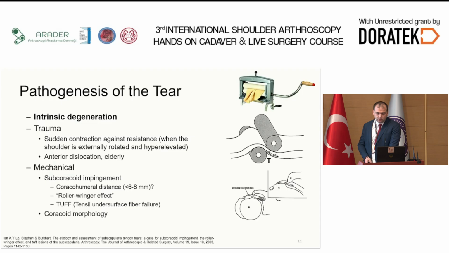A coracohumeral distance of less than 6 to 8 millimeters is considered a factor. A rolling wringer effect is suggested, like the old school laundry dryer machines. Its mechanism is explained with this one. Coracoid tip is pushing anteriorly to subscapularis, and tension is created between the coracoid process and its insertions on the subscapularis tendon, especially on the articular side. And a tensile undersurface fiber failure is defined.